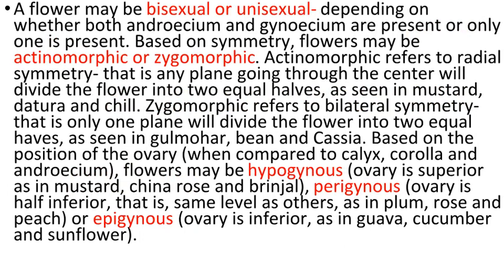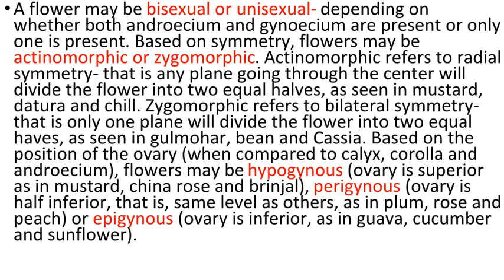Actinomorphic refers to radial symmetry, that is, any plane going through the center will divide the flower into 2 equal halves, as seen in mustard, datura and chilli. Zygomorphic refers to bilateral symmetry, that is, only one plane will divide the flower into 2 equal halves, as seen in gulmohar, bean and cassia.